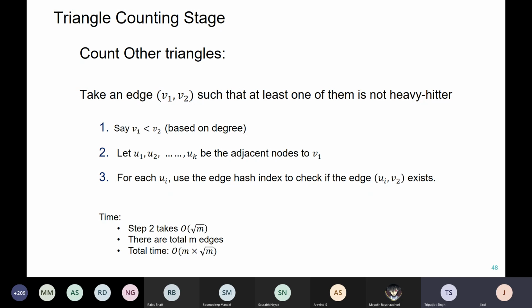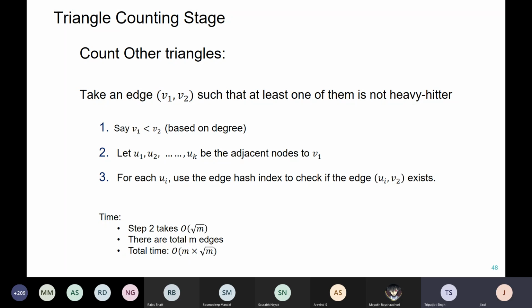So again, you can find out the time complexity of this one. As you know, for non-heavy hitter nodes, the maximum number of adjacent nodes could be root over m. So the time complexity for step 2 would be order of root over m per edge, and there are total m edges. So total time complexity would be m into root over m. Okay, so that reduces the time complexity greatly for this triangle counting algorithm.